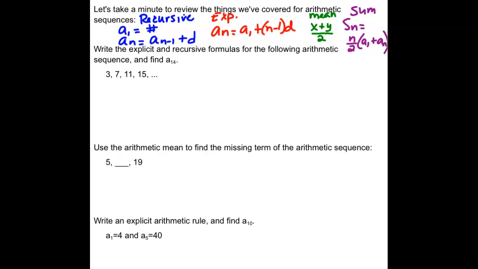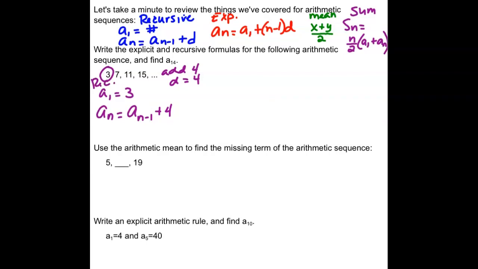All right, so our next example says write the explicit formula and recursive formulas for the following arithmetic sequence and then find the 14th term. So our recursive rule, we know that our first term is 3. And if we look at what we're doing to go from one to the next, we're simply adding 4, so that our d value must be a 4. So our next term will take the previous number and just add 4 to it. Okay, that is our recursive rule.